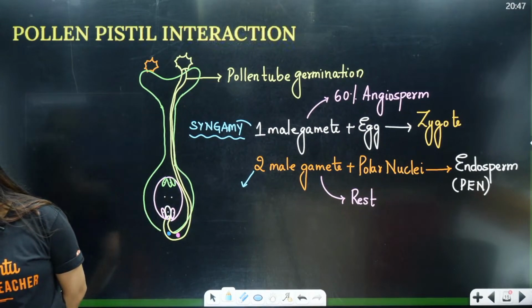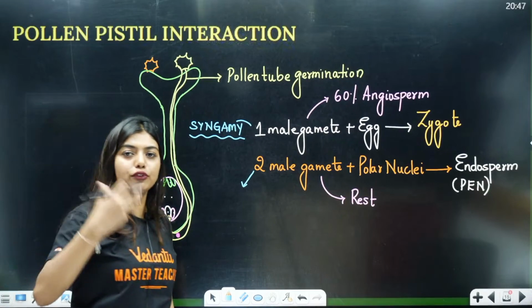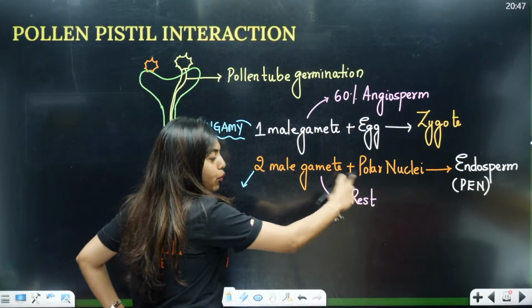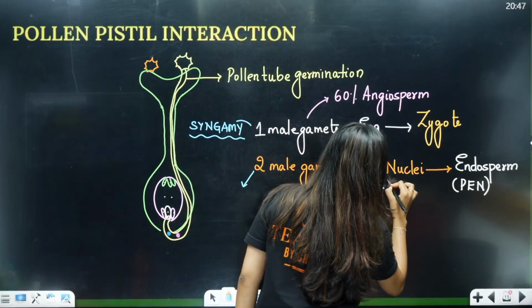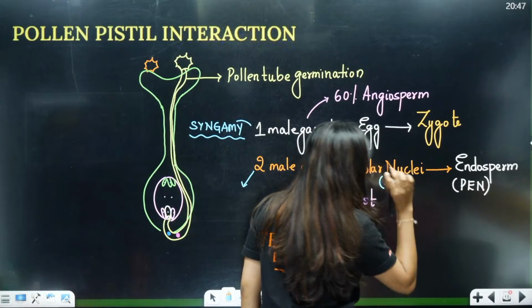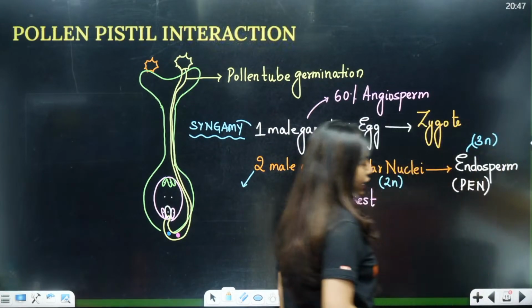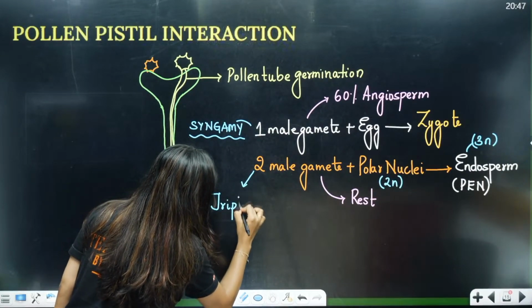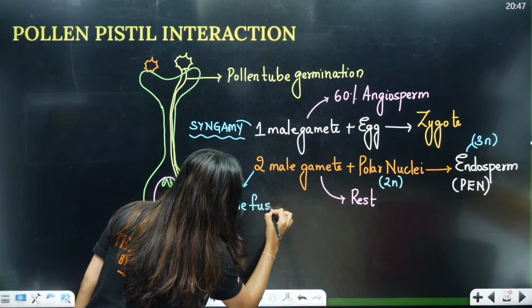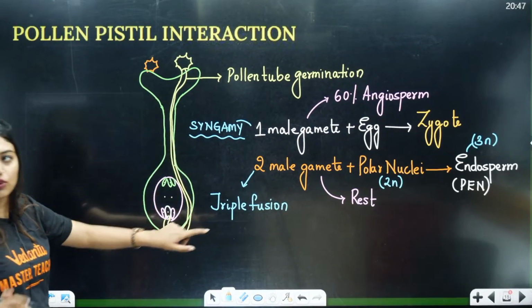Okay, students, tell me. Can you all think in how the triple fusion would happen? Here, students, see, polar nuclei is what? Your 2n, right? So, this 2n and n is going to form 3n. So, your primary endosperm nucleus will be triploid in condition. So, we call this as triple fusion. Okay, triple fusion. Clear to all of you? So one syngamy and one triple fusion happened.